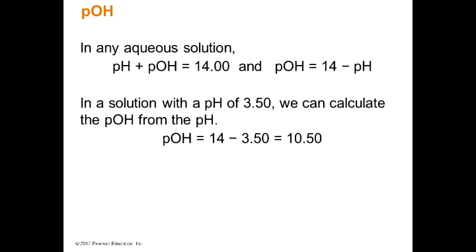In a solution, the pH is 3.50. We can calculate the pOH from it. So 14 minus 3.50 gives you 10.50. Is there anyone who cannot do this calculation? Okay? You're free to put this on your note card.